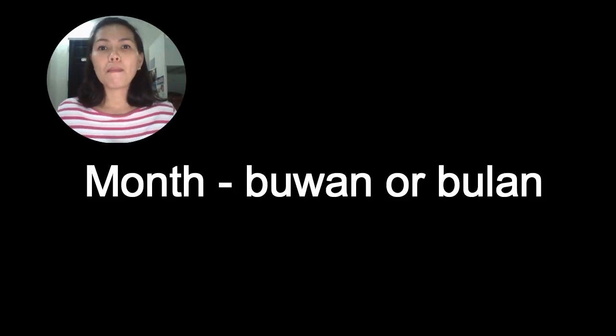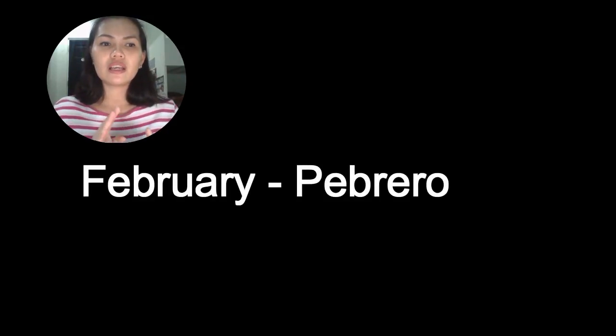Month is buwan. January is enero. February is Pebrero. Sorry about that. March is Marso. April is Abril. May is Mayo. June, Hunyo. July, Julio.